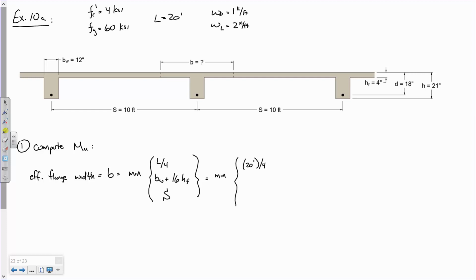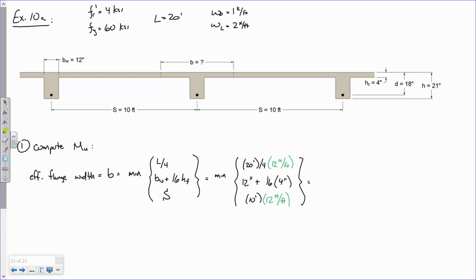Feet, right? So why don't I go ahead, nope, multiply by 12. I thought you said divide. Never mind. So BW is what? 12 inches plus 16 times, what was HF, 4? And S is 10 feet, or 12 inches per foot. What does that come out to be?